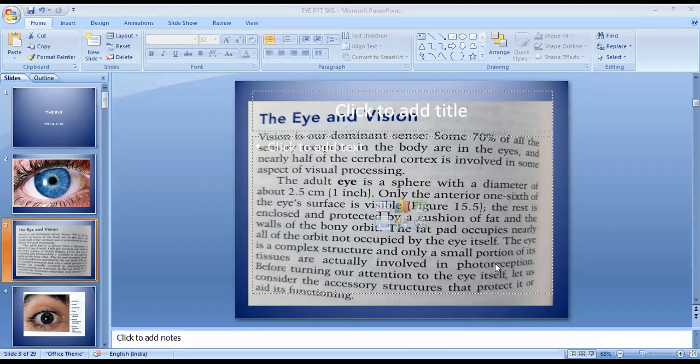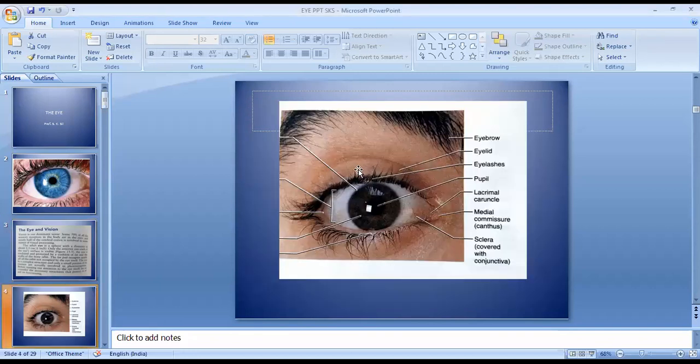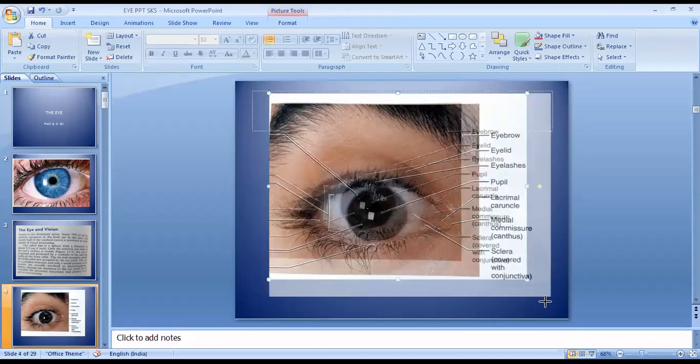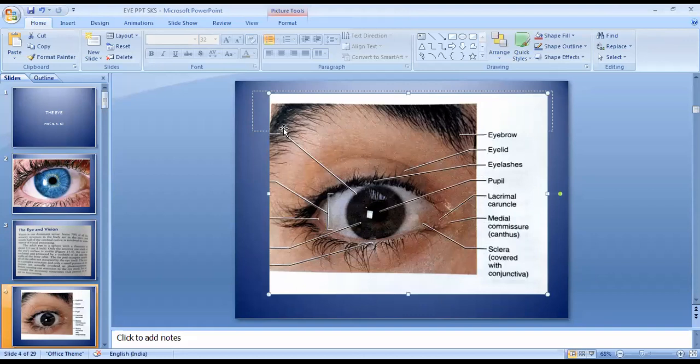So we'll talk about it today. We will not talk about photoreception. We'll mainly discuss the anatomy of the eye and some diseases related to some structures of the eyes. So with this, in this slide, we can see some external parts of the eye.